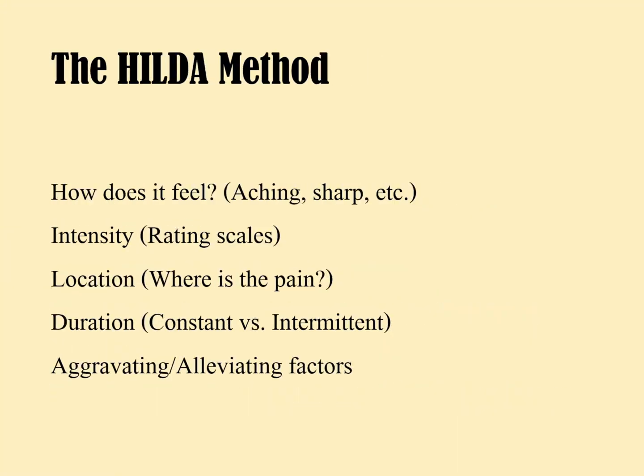The HILDA Method, another effective assessment tool. H stands for, how does the pain feel? Is it aching or sharp? I is for intensity, using a formal rating scale. L is for location, D is for duration, is it constant or intermittent, and A stands for aggravating or alleviating factors, what makes it better or worse.